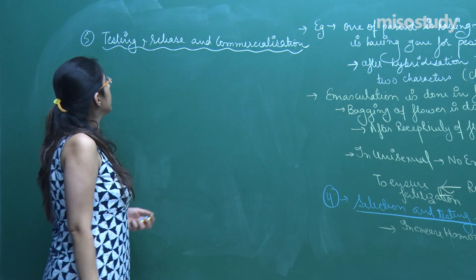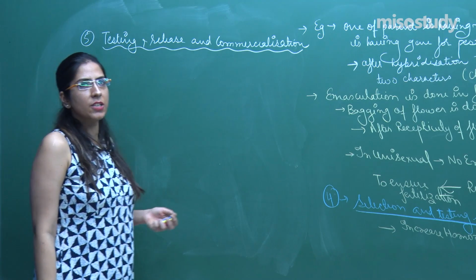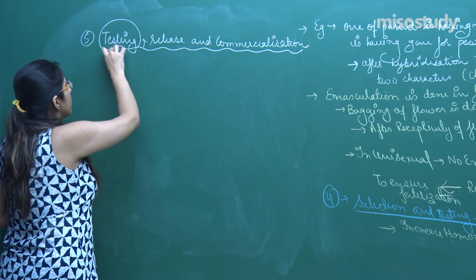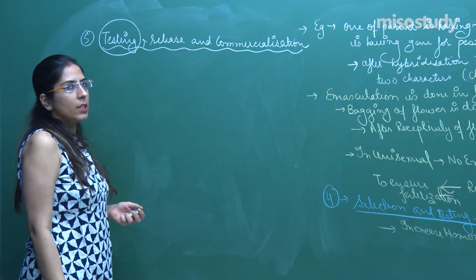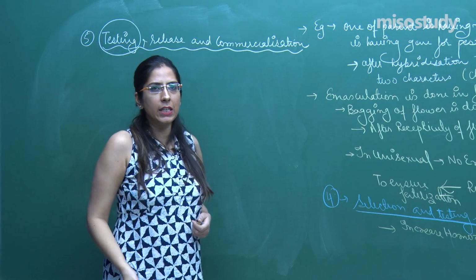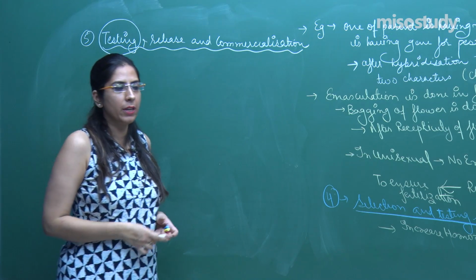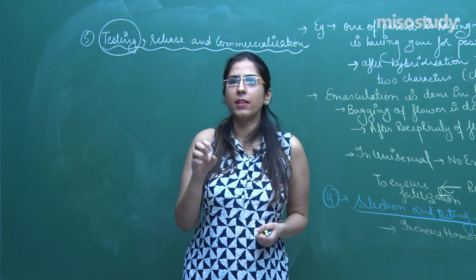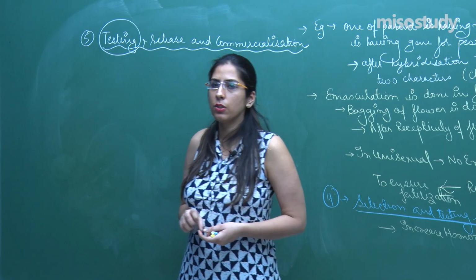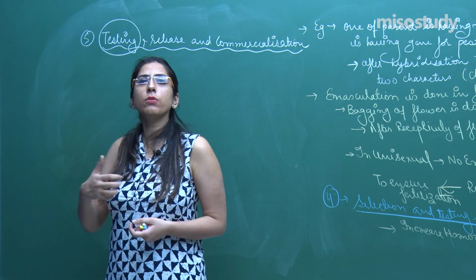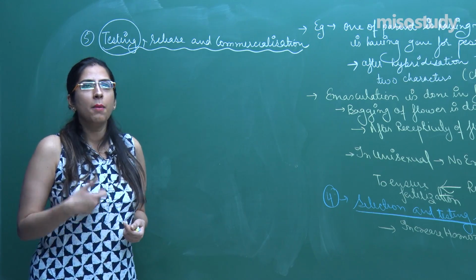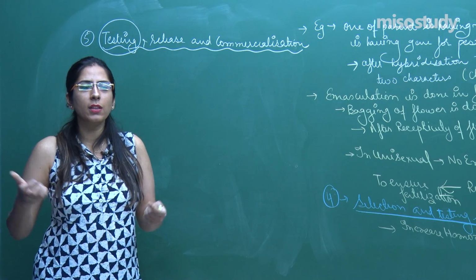Now, what does this testing, release and commercialization mean? All those seeds which have the recombinant gene, all those recombinant seeds, are sent to the laboratory. Basically, in New Delhi we have ICAR, the Indian Council of Agricultural Research. They evaluate whether such genes are present in them or not by growing them in a large area.